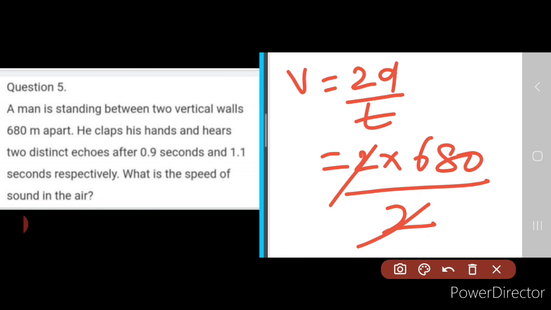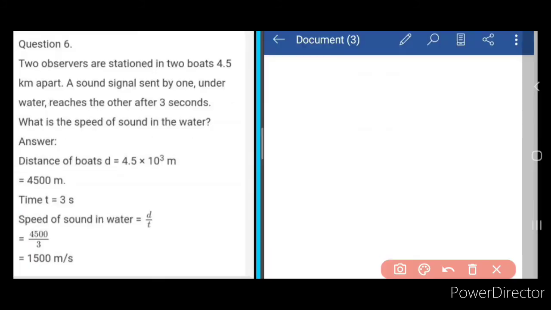So we'll cancel these two. And what is the value? 680 meter per second. The value of the speed of the sound is 680 meter per second. So the final answer, that is the speed of the sound in the air, is 680 meter per second.